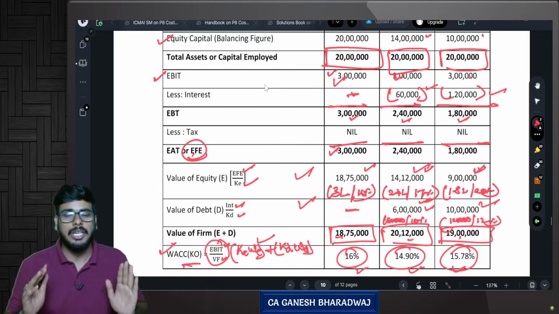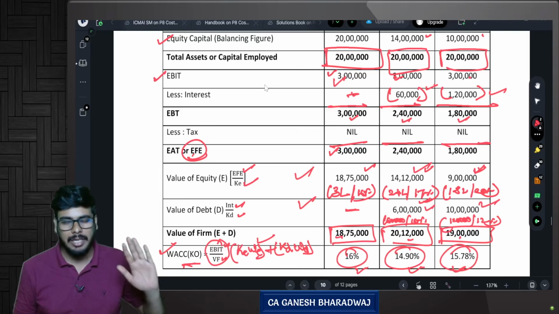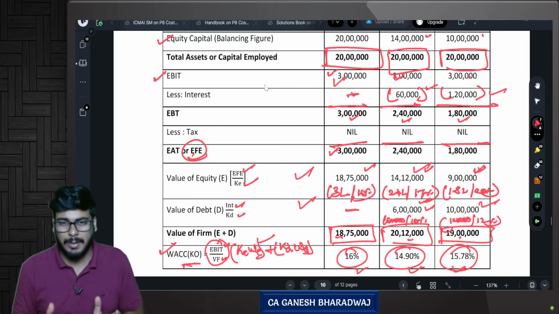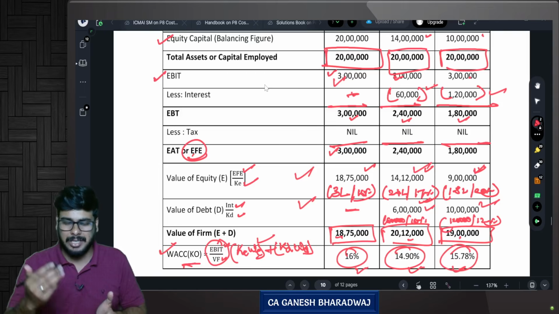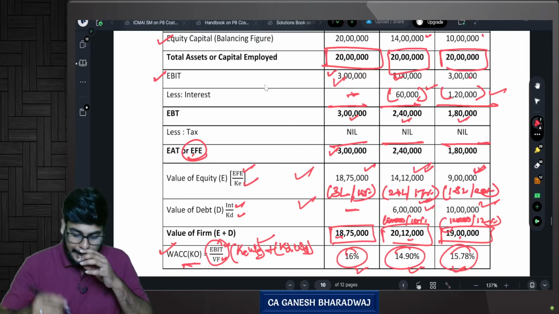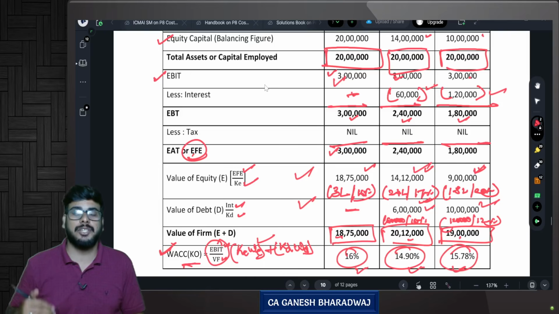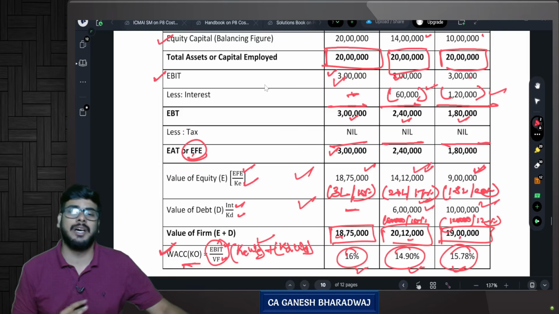Don't worry about it. Sir, then how will we know which one to follow? Simple. In the exam, if a question comes in capital structure theories, you can use this formula. Your weighted average cost of capital is EBIT upon value of firm, and I gave you the logic as well. Are you clear with this?